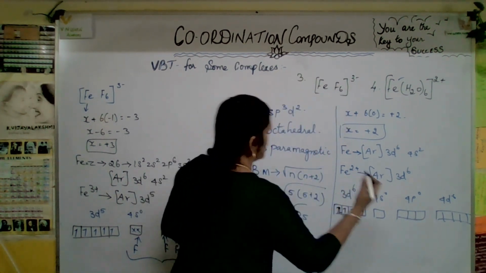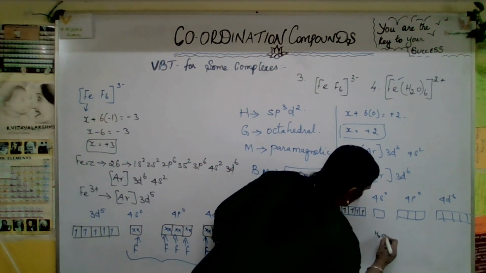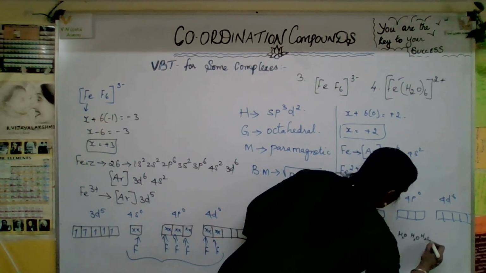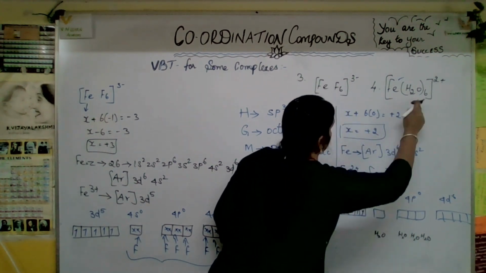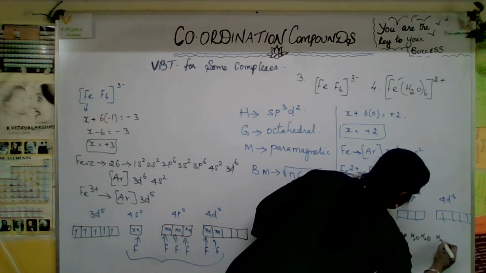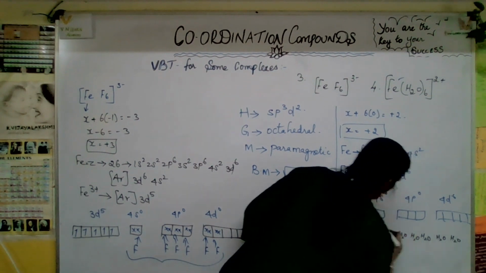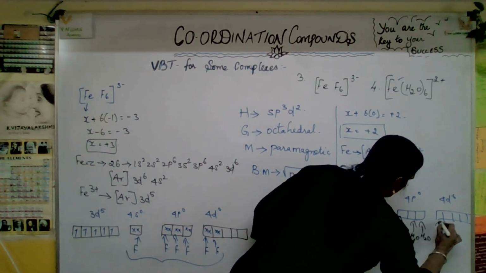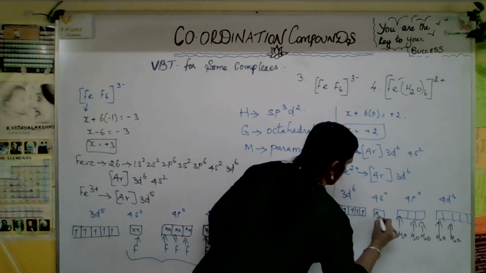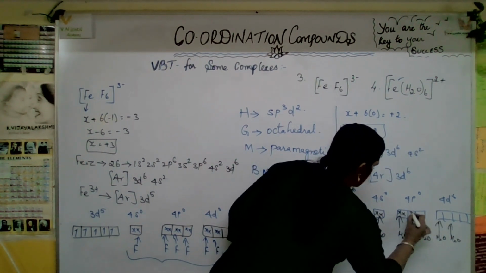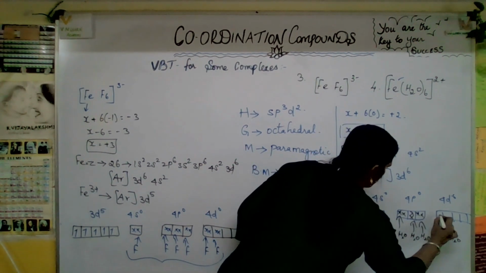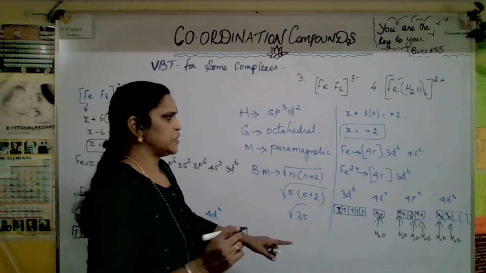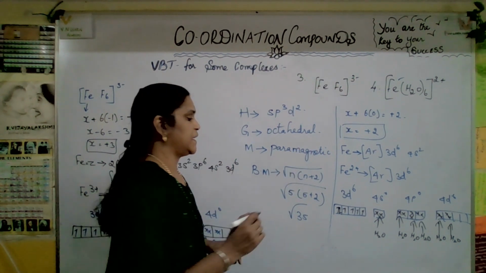So, ligands can fill from here only. So, here what it is? H2O, H2O, H2O, H2O, and how many are there? 6 are there, no? H2O and H2O. So here 1, 2, 3, 4, 5, and 6. So six pairs of electrons will go and occupy the empty orbitals of the central metal ion.